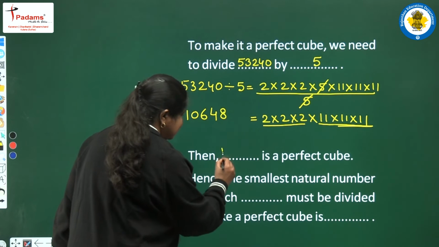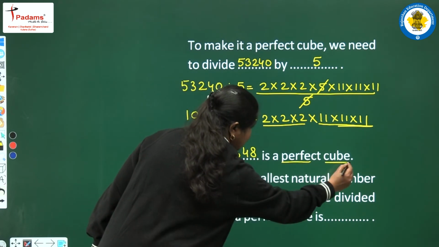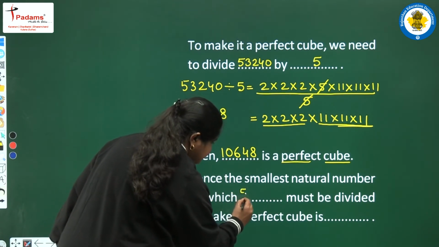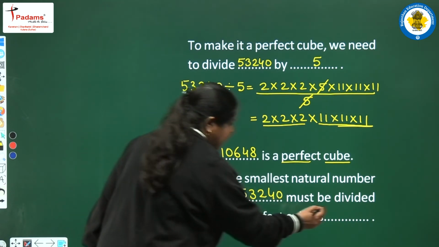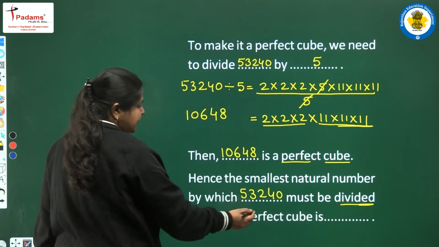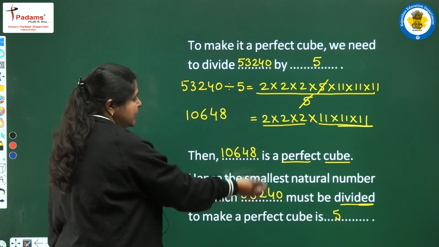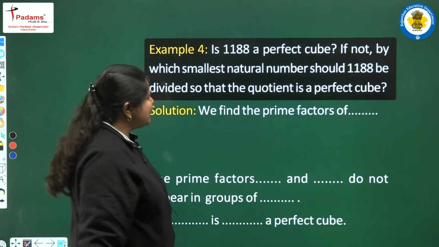So 10,648 here is a perfect cube, and hence the smallest natural number by which 53,240 must be divided to make a perfect cube is 5. हमने 5 से डिवाइड किया और एक perfect cube हमें मिल गया. Then we have one more example.